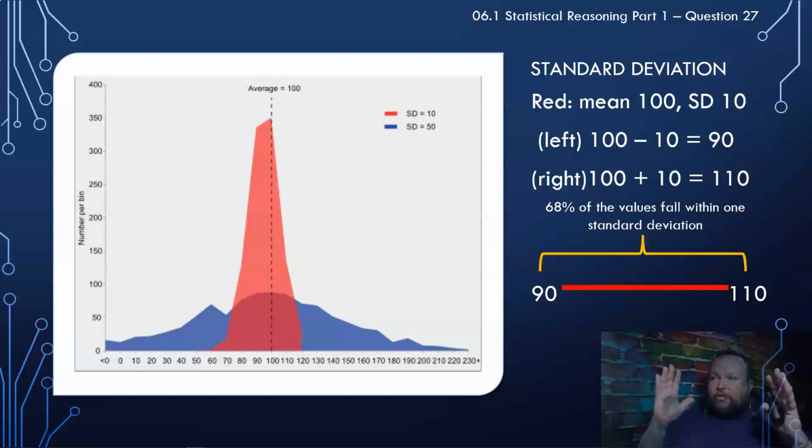And you can see that's where it looks narrow. The closer together it is, and the smaller the standard deviation, the more your data is clumped together, and what you can tell from that depends on your context.